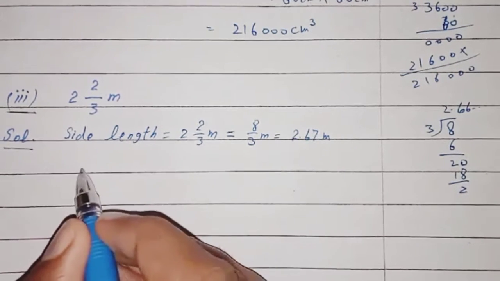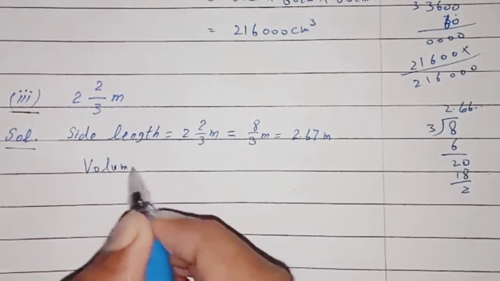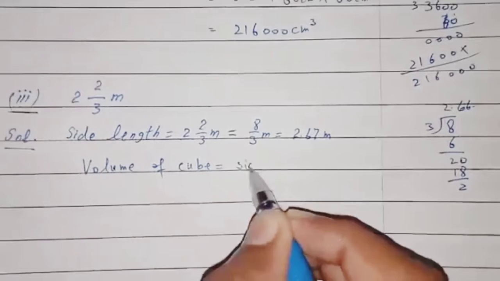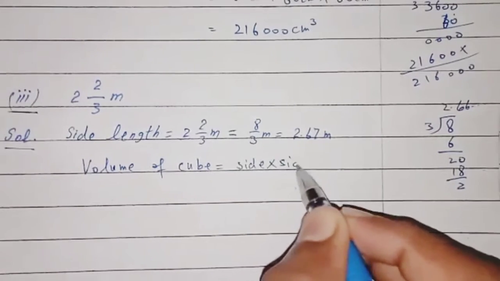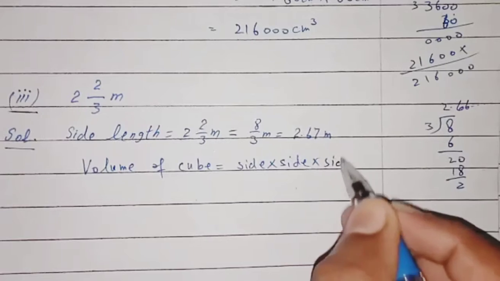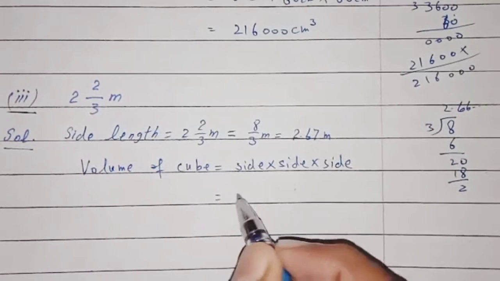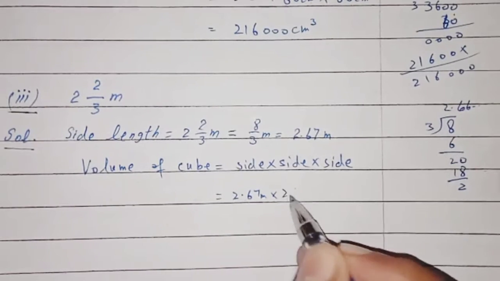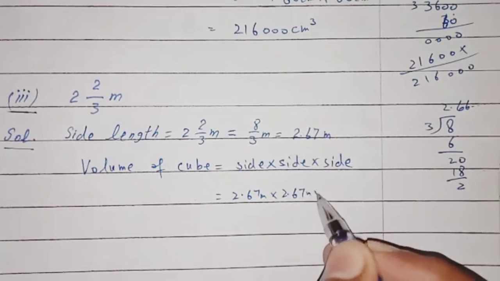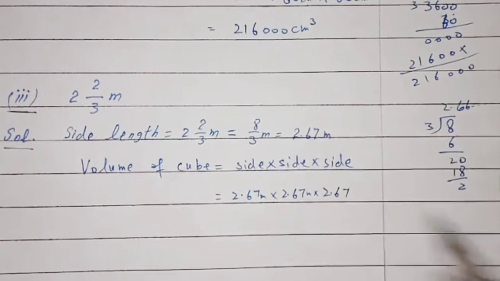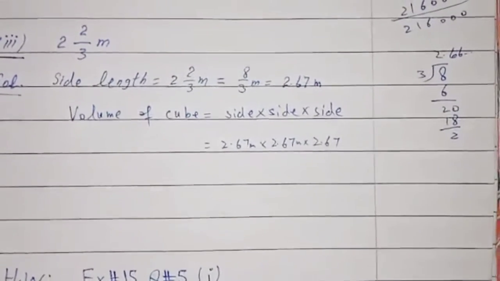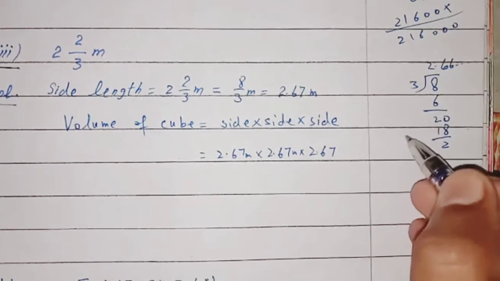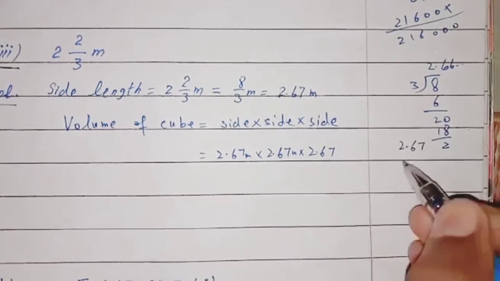Now as the volume of a cube is equal to side multiply side multiply side, the side length is 2.67 meter multiply 2.67 meter and multiply 2.67. We will multiply this value 3 times: 2.67 multiply 2.67.